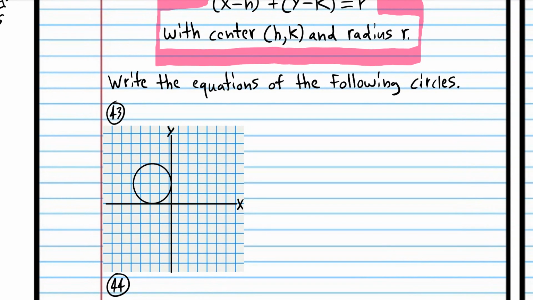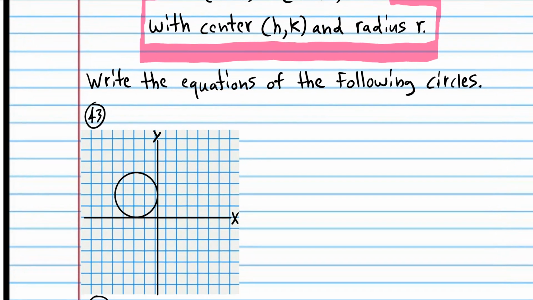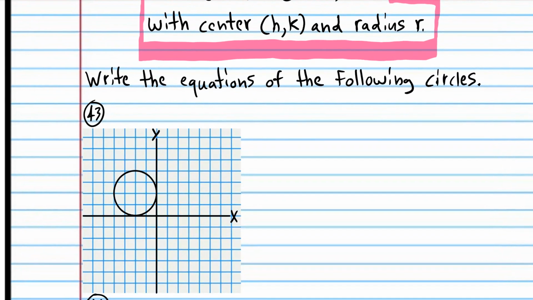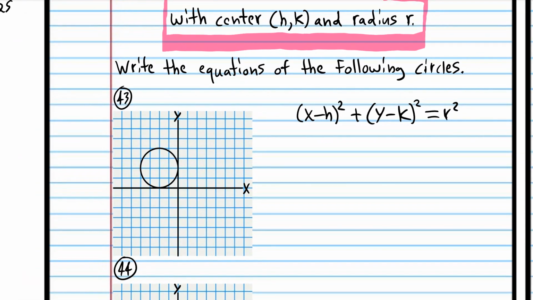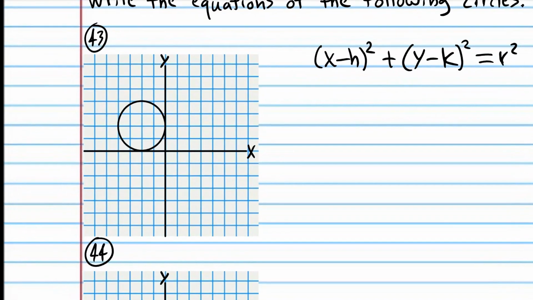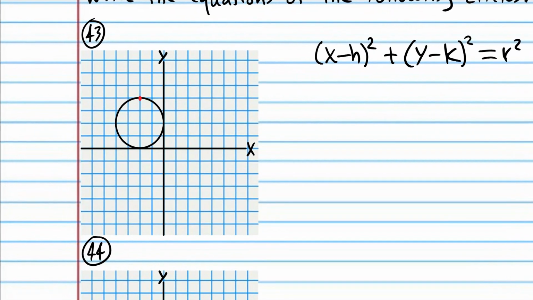So it says here, write the equations of the following circles. So I'm going to go ahead and write that equation that we just saw up there, just so you know what tool we're using. So we need to look at this circle over here and find the center. Notice that these points are on the circle. What you can do is draw a cross, and you can see there that center point.